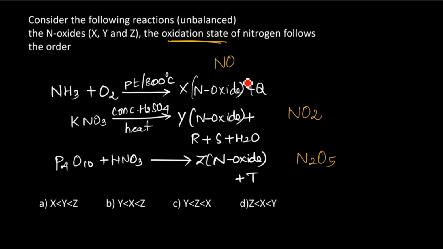So here the oxidation state is +2, oxide is 2 minus, here the oxidation state becomes +4 and here the oxidation state becomes +5. Very simple question, but you have to know the reaction, otherwise you can't answer. So Z is more, then Y, then X. So option A is the right answer to this question.